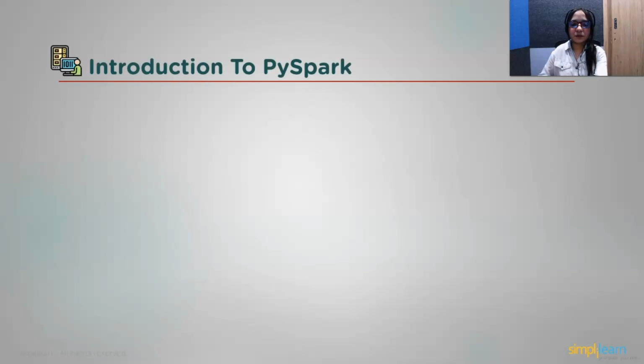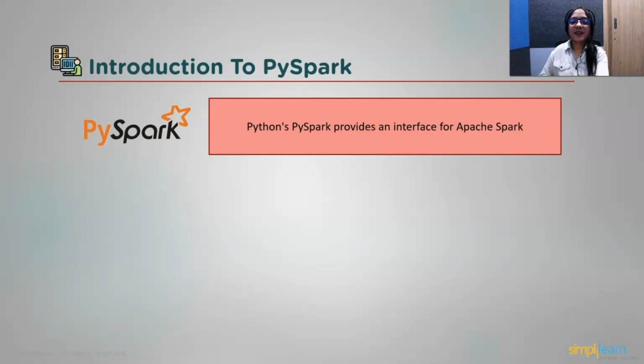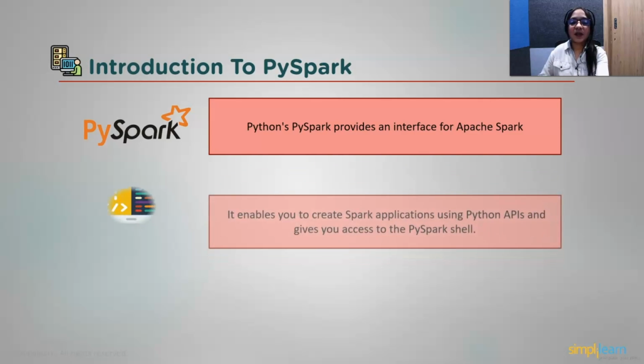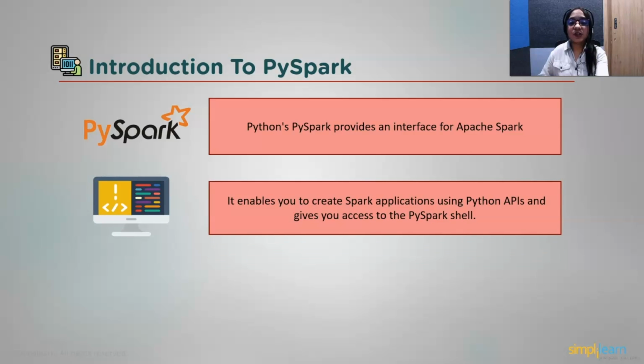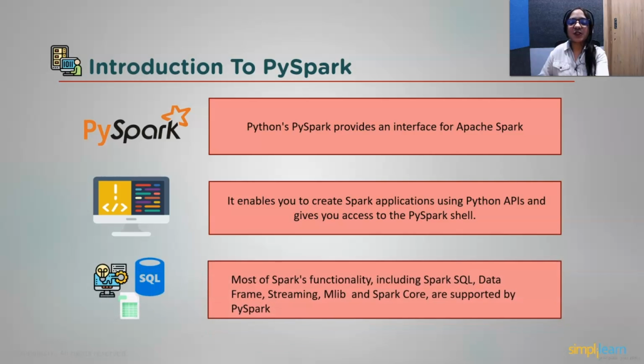Introduction to PySpark. Python's PySpark provides an interface for Apache Spark. It enables you to create Spark applications using Python APIs and gives you access to the PySpark shell, enabling interactive data analysis in a distributed setting. Most of Spark's functionality, including Spark SQL, DataFrame, streaming, MLlib, and Spark Core, is supported by PySpark. PySpark is a useful language to learn to build more scalable analyses and pipelines if you are already familiar with Python and tools like Pandas.